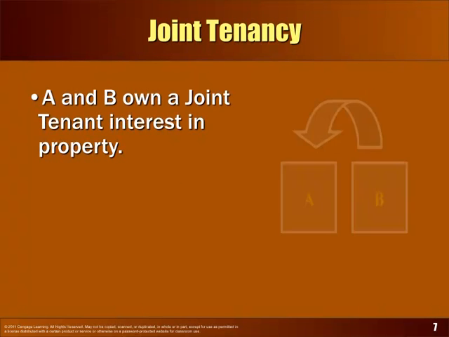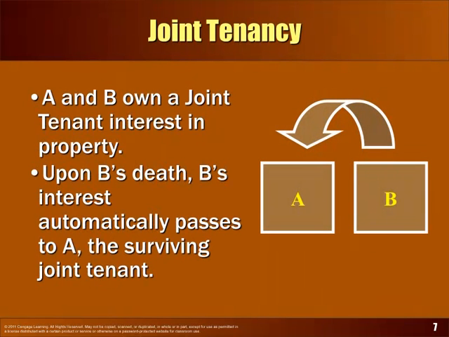Now distinguish that from a joint tenancy. A and B own the property jointly, but in this case, instead of B's interest passing to C, it goes to A. Again, remember, there could be A, B, and C, right? There could be three joint tenants. C dies. Now A and B own an undivided interest in it. If there's only two and one of them dies, there's no more joint tenancy, right? Because it goes to A. That's the end of the story.